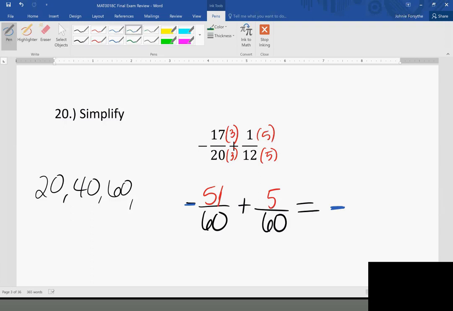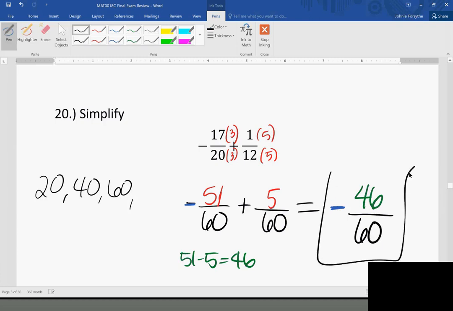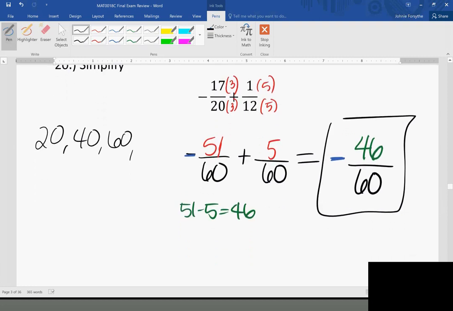So 51 minus 5 is going to be 46. 51 minus 5 is 46. We're keeping that same denominator, so the answer is going to be negative 46 over 60, and we can actually simplify that further. Let me not box that in yet. Let me repeat real quick how we got here.